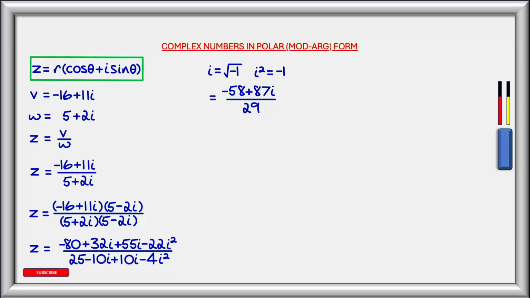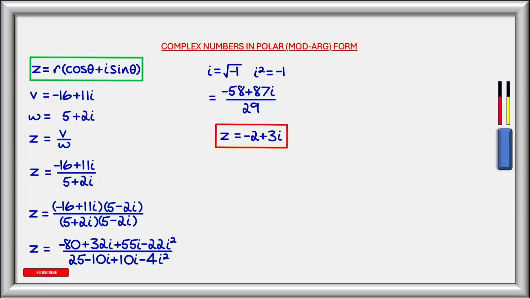Now, given that i is equal to the square root of minus 1 and i squared is equal to minus 1, this further simplifies to minus 58 plus 87i divided by 29. And dividing through by 29 gives complex number z equal to minus 2 plus 3i.